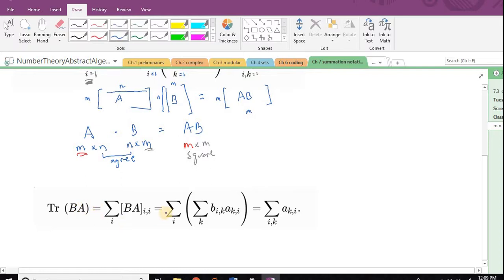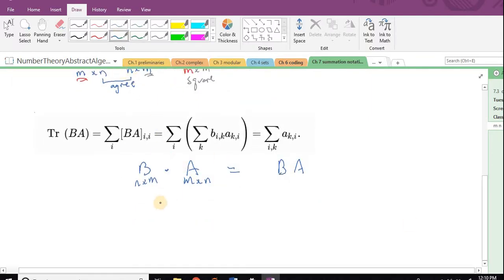Okay, so here we have BA. So here we have B. B is N by M. And A is M by N. So that means BA, if I do the same thing I did up here, that means that these two have to agree. Those agree, which is good. And then this N here will be the number of rows, and then this N here is going to be the number of columns. So BA is an N by N matrix, not the same size.